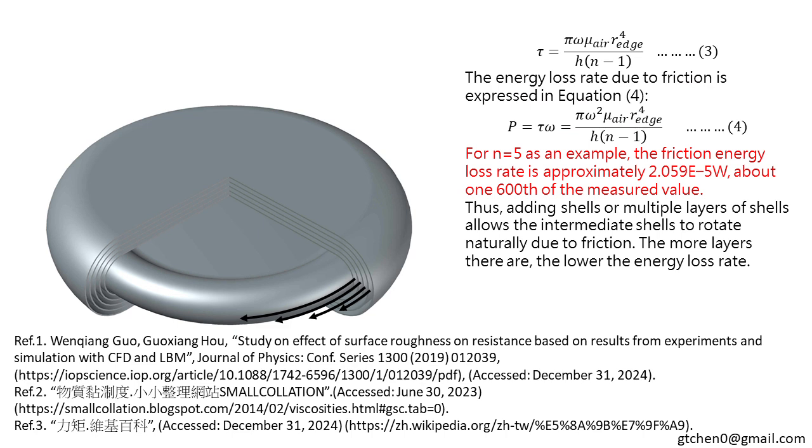For n equals 5 as an example, the friction energy loss rate is approximately 2.059 times 10 to the power of negative 5 watts, about 1/600th of the measured value. Thus, adding shells or multiple layers of shells allows the intermediate shells to rotate naturally due to friction. The more layers there are, the lower the energy loss rate.